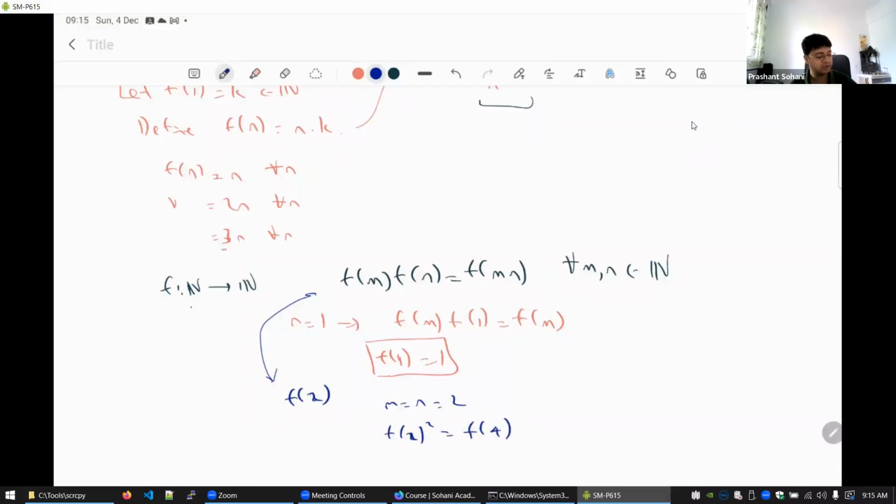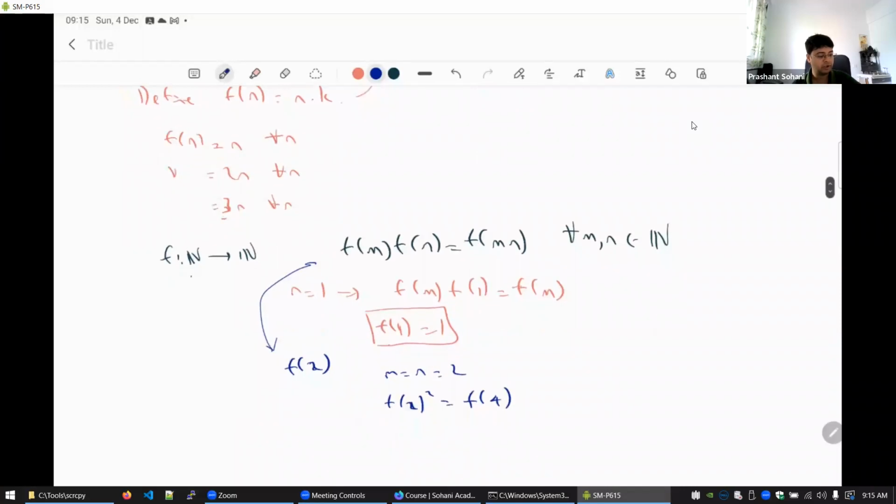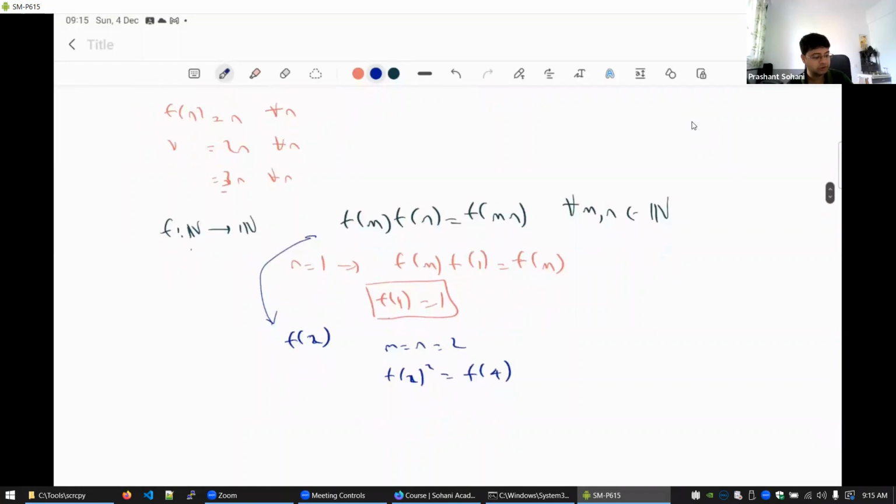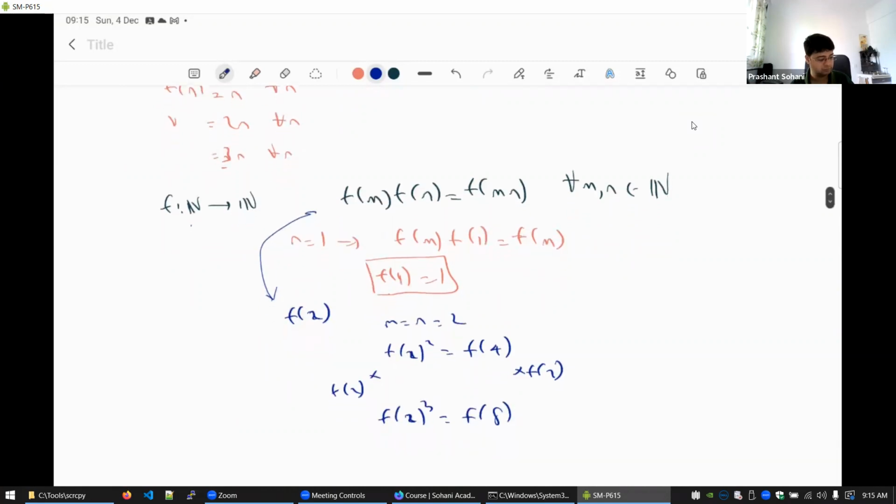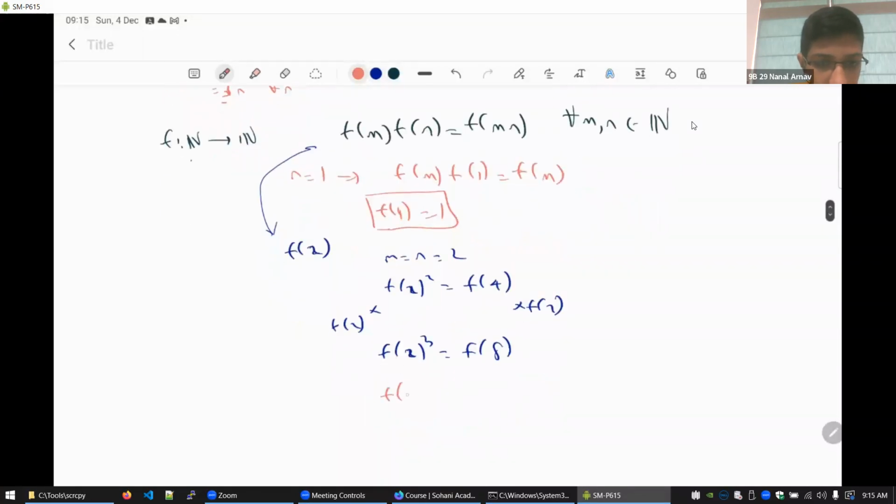And now in the same way as before, you can think about what happens if I keep going down this line. I can keep multiplying both sides by f of 2. If I multiply both sides by f of 2, I'll get f of 2 cubed is equal to f of 8. So what is the most general statement that we can make? f of 2 whole raised to n is equal to f of 2 raised to n, correct.